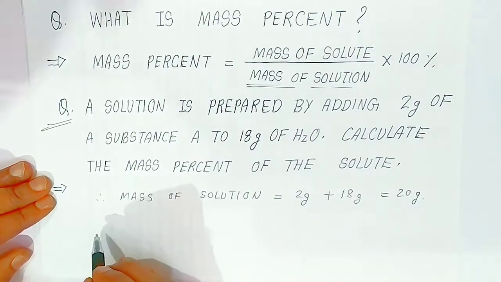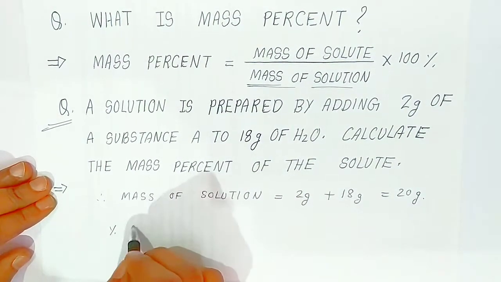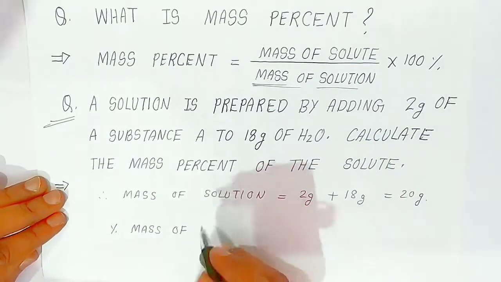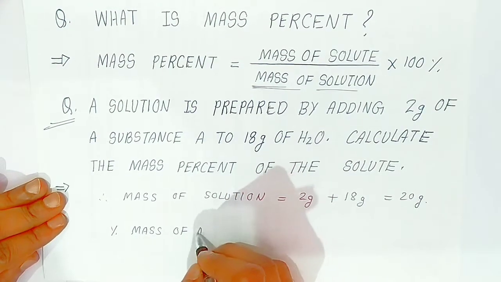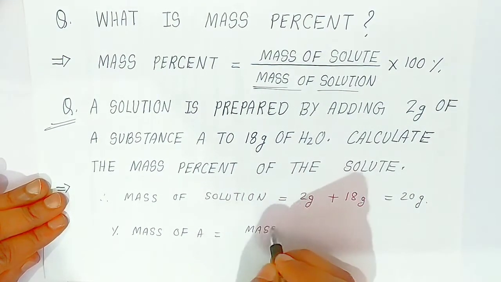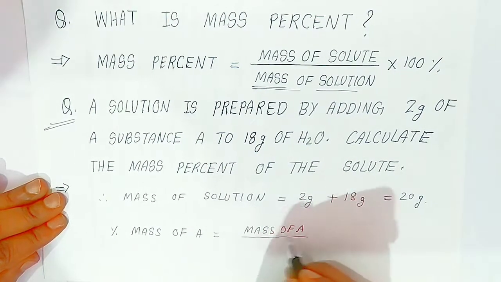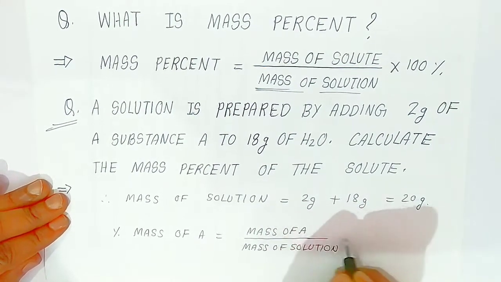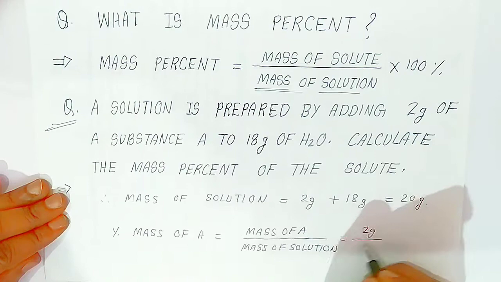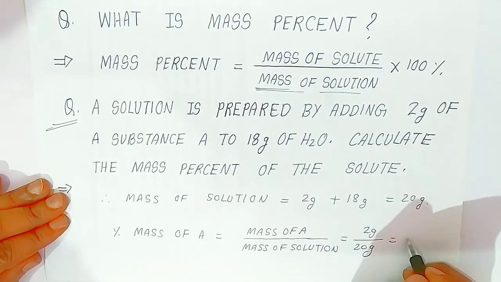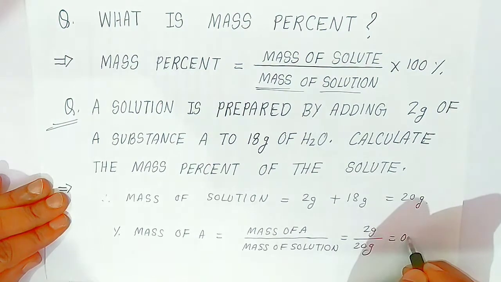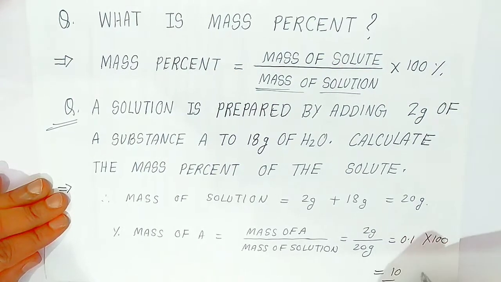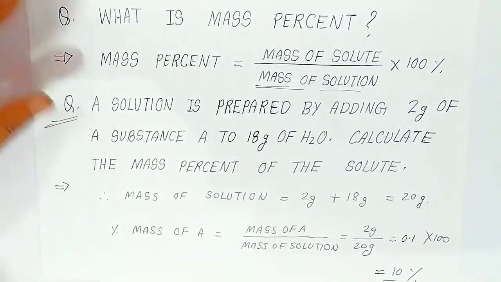Okay students, now if you want to find the percent mass of A, it is equal to the mass of A divided by the mass of solution, that is 2 gram upon 20 gram. If you divide, students, it comes to 0.1. If you multiply with 100, it comes to 10%. So this way we got the percent mass. Okay students, this is very simple.